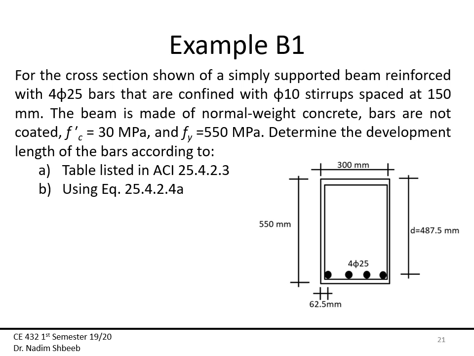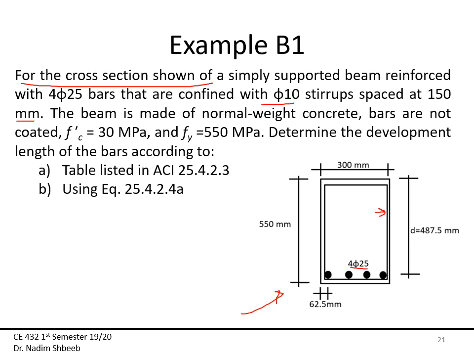So let's actually, I know I've given you a lot, but hopefully these next examples will clarify what I'm talking about. So let's start with example 1. For the cross section shown, which is this one right here, it is simply supported, reinforced with 4 phi 25, confined with phi 10, so this is my phi 10 right here, spaced at 150 millimeters throughout.